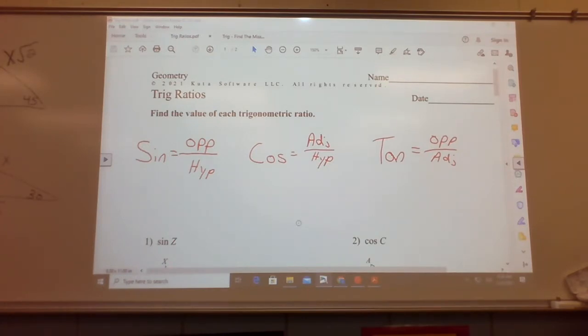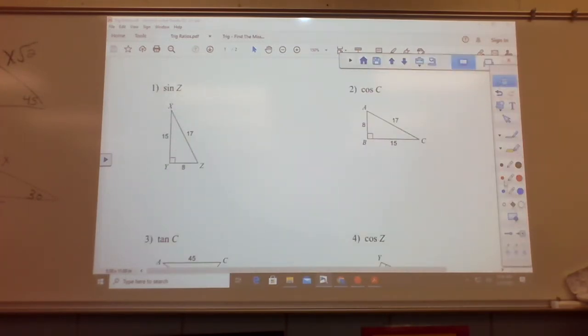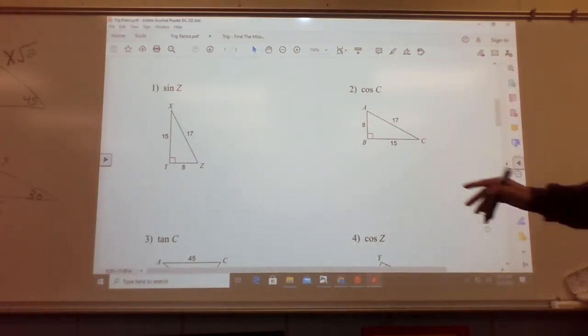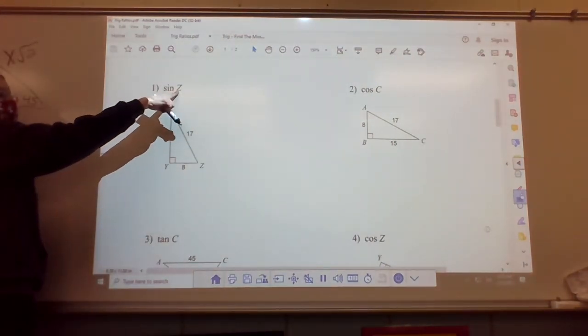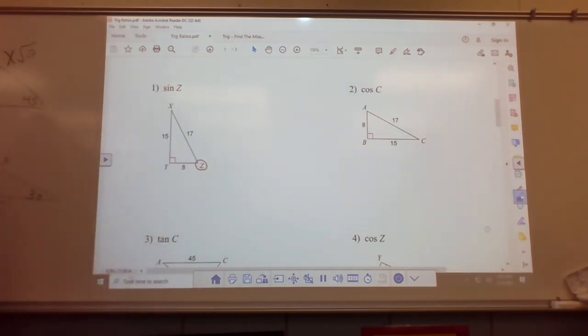You'll see a couple people writing. So let's take a look. So this first one, we're looking at sine, and we're looking at the sine of z. So z is the angle we're referring from. So I'm going to come down here and circle the z, so that way I know that's the angle that everything's being based on.